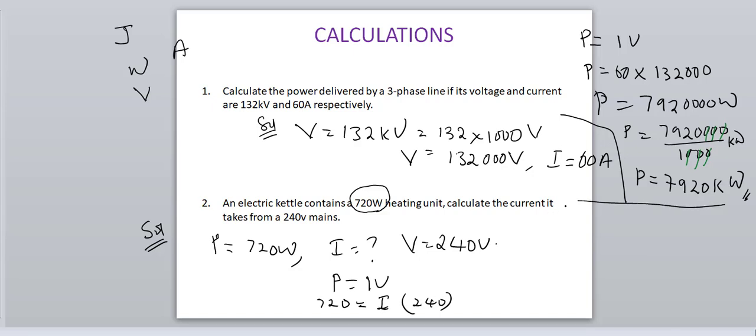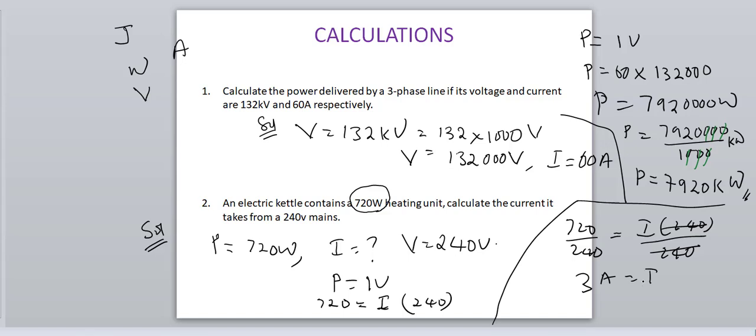So the division: we have 720 divided by 240 equals I times 240 divided by 240, for this cancels this. When you divide this, you get 3. 3 amps equals current. Current equals 3 amps. Final answer. Okay? So I'll see you in the next class.